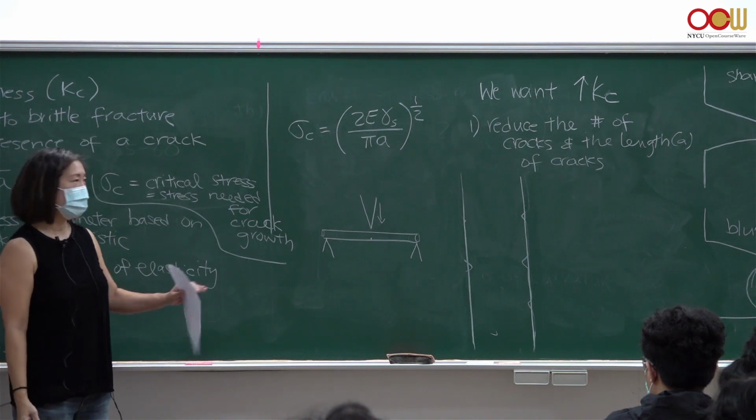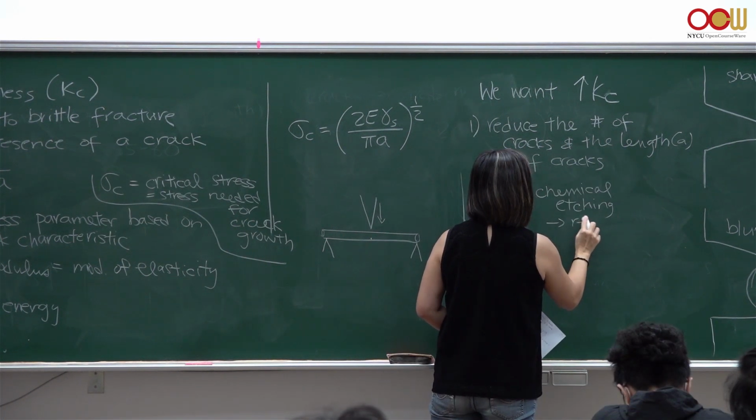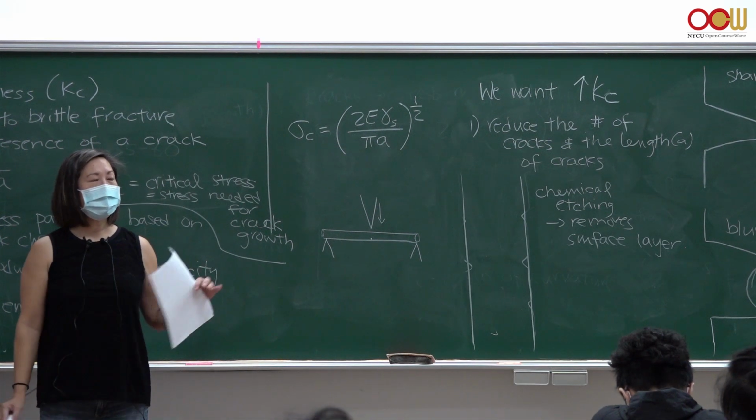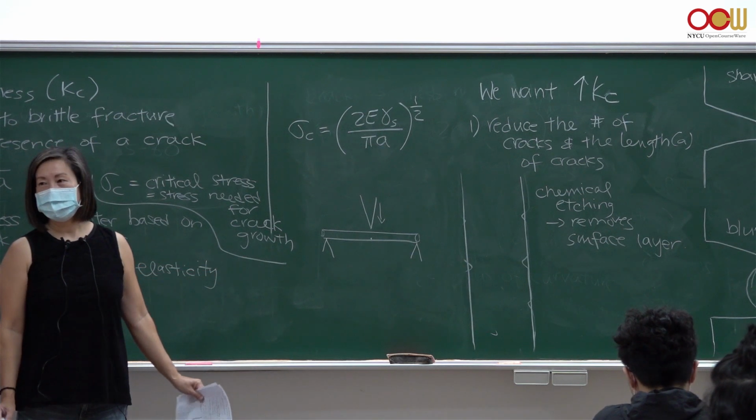Right? So this is called chemical etching. It removes the surface layer. And when you remove the surface layer, you can actually get glass rods with a really, really high bending strength.